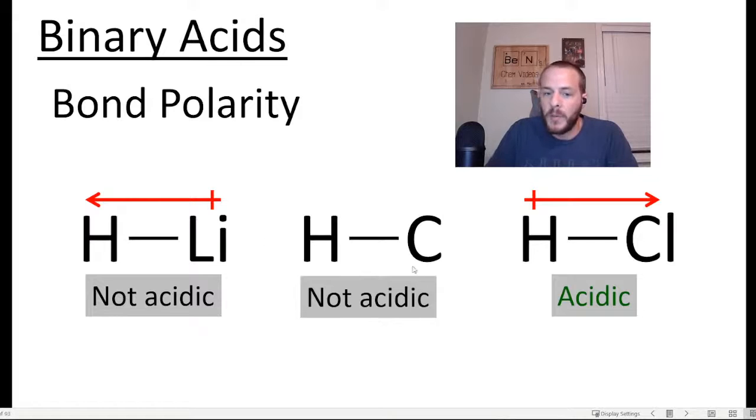A hydrogen-carbon bond, anything with a carbon-hydrogen and nothing else, is not going to be acidic because, again, there's no significant difference in electronegativity between hydrogen and carbon. This is virtually a non-polar covalent bond. However, if you have HCl, there is a significant difference between hydrogen and chlorine, resulting in a polar covalent bond. This hydrogen atom carries a partial positive charge, and as a result, HCl is an acidic molecule. So, bond polarity.